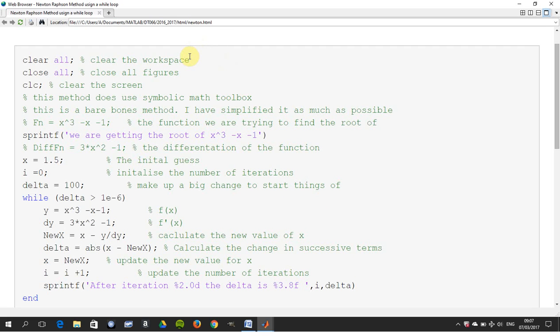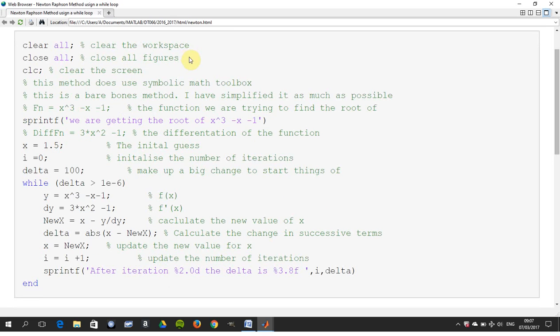So, line, we clear the workspace, we close all figures, we clear the command window, and we are getting the root of x cubed minus x minus 1. And I just put in some comments here about the differentiation function. Our initial guess is 1.5, and the number of iterations is 0. And I put in an enormously large delta of 100, just so as to get the while loop going.